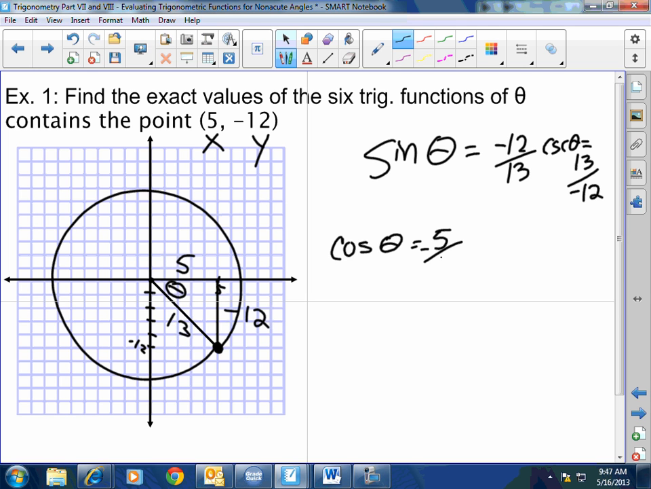Adjacent over hypotenuse, negative 5 over... not negative. Pay attention. 5 over 13. Sorry about that, my bad. And the secant, which is its reciprocal? 13 over 5. Very good.